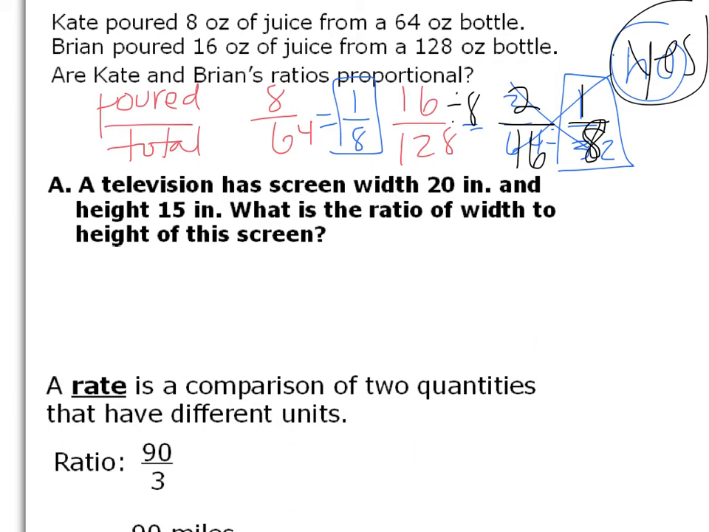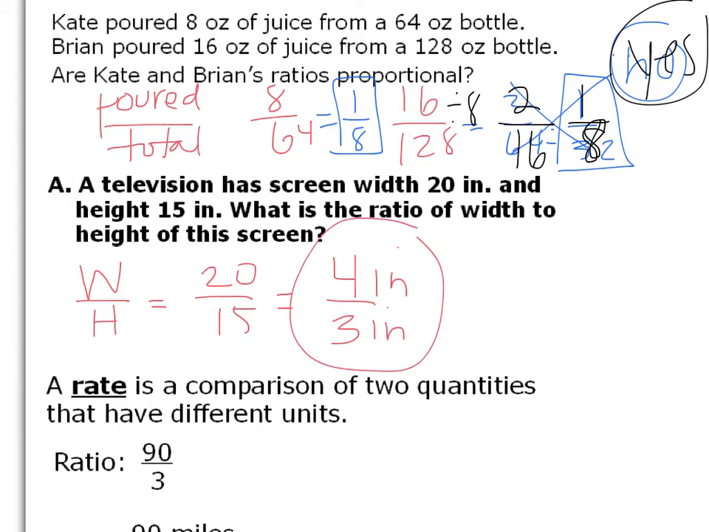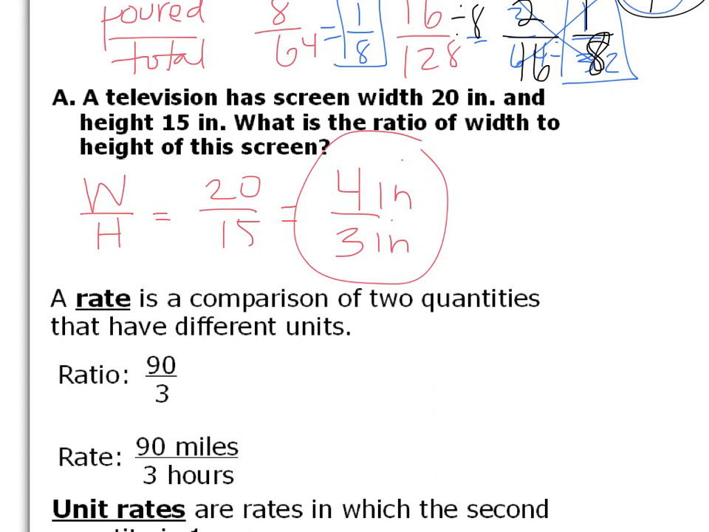A television has a screen width of 20 inches and a height of 15. So we're going to do width over height. So we have 20 inches over 15 inches. What is the ratio of the width to the height of the screen? Okay, so we're going to reduce that. 20 and 15 are both divisible by 5. 20 divided by 5 is 4. 15 divided by 5 is 3. So you're going to get 4 inches to 3 inches for width to height. Okay? Because we needed to reduce that.